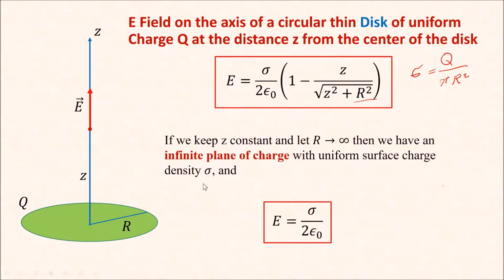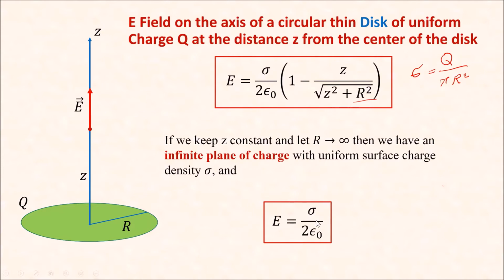And for an infinite plane of charge, you can keep z a finite value, but let r go to infinity. If you let r go to infinity, this fraction goes to 0, and what you're left with is sigma over 2 epsilon naught. So this is the electric field of an infinite plane of charge of uniform surface charge density sigma.